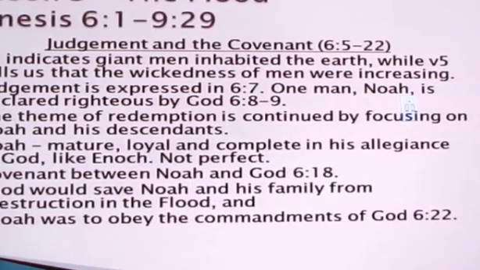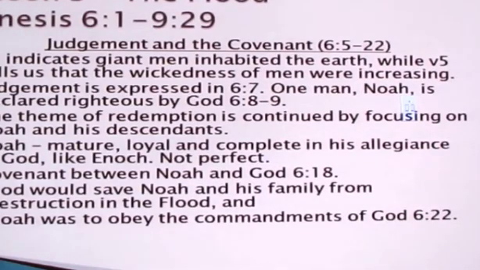If you go to the book of Hebrews, in chapter 6, almost at the end, it says, some of you should have been teachers by now. In other words, you should have been mature now, so you shouldn't have been falling away. There is a covenant between Noah and God in 6 verse 18. And the covenant is written in very simple form here. God would save Noah and his family from destruction in the flood, and Noah was to obey his commandments.